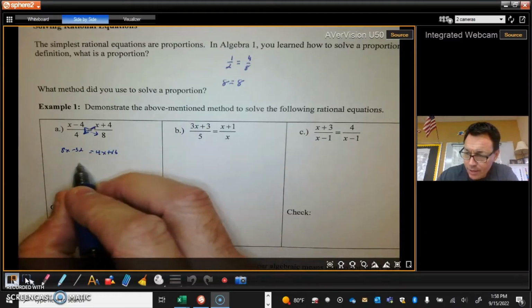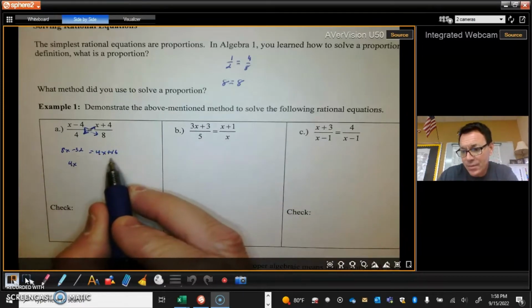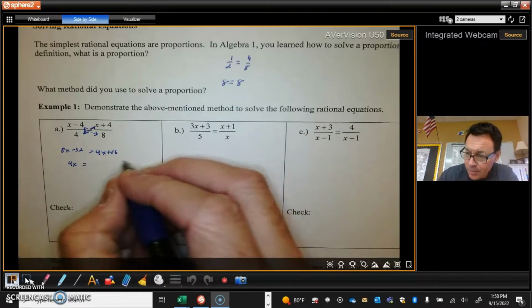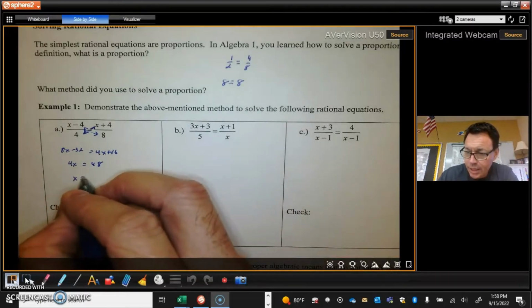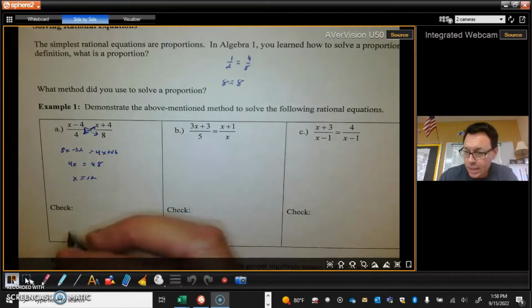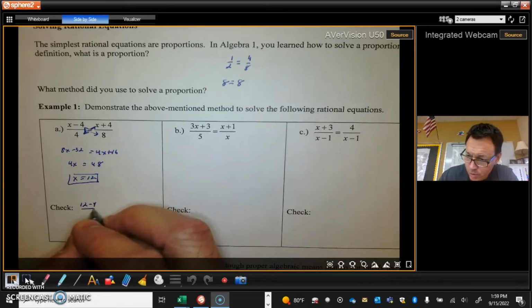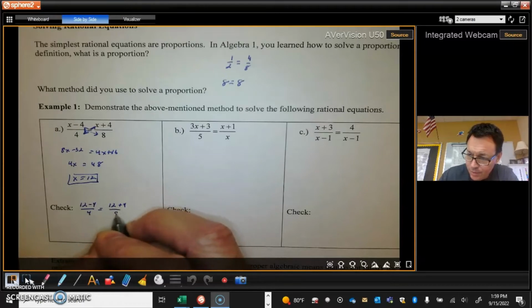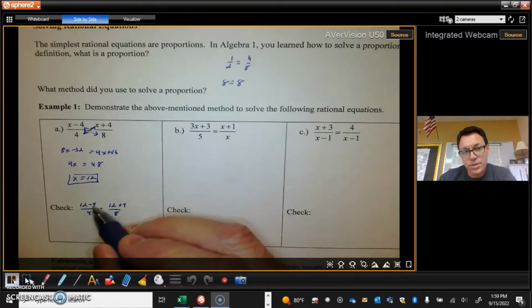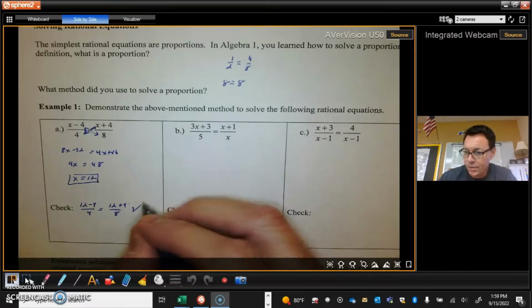So if I subtract the 4x from here, I'm going to get 4x. If I add this 32 to the other side, I'm going to get 48. And then I'm going to divide both sides by 4 and get x equals 12. Okay, so again, what we're claiming is that 12 minus 4 divided by 4 would be equal to 12 plus 4 divided by 8. Well, 12 minus 4 is 8, and 8 divided by 4 is 2. 12 plus 4 is 16, and 16 divided by 8 is 2. All right, so that works.